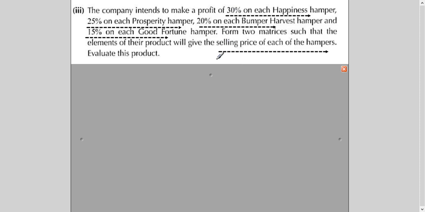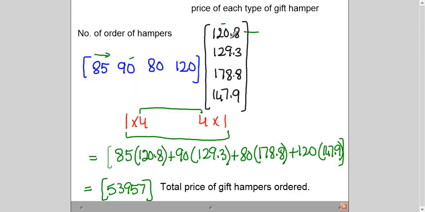Now, the company wants a profit of 30% on the happiness hamper, 25% on the prosperity hamper, 20% on the bumper harvest, and 15% on the good fortune hamper. This is the profit they want. So now you have to multiply two matrices such that the elements of their product will be the selling price of each hamper. You need the selling price of each hamper, which has to be more than this, right? Because this is the cost price, the actual price.